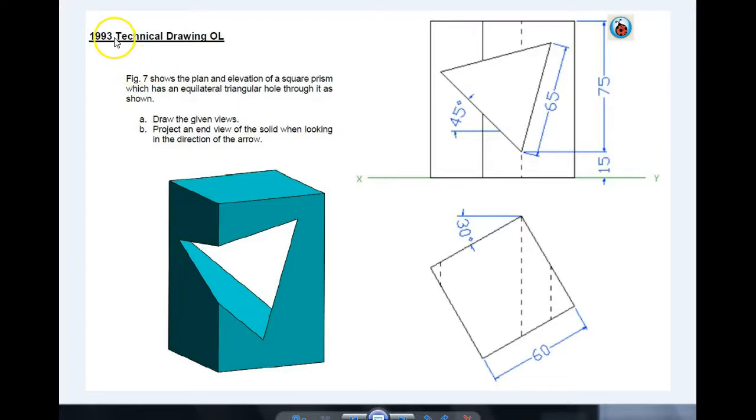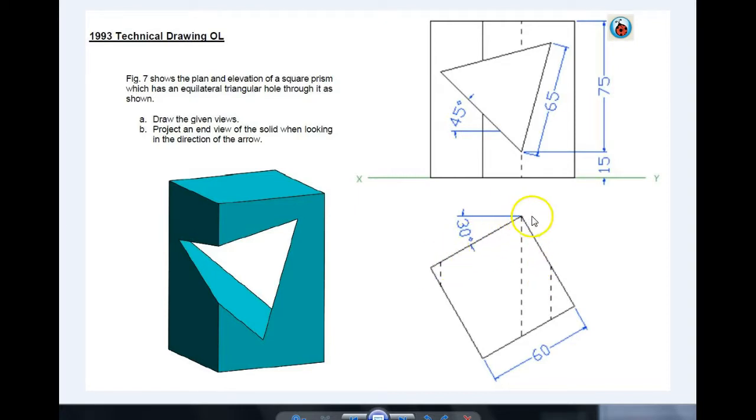So this is 1993 technical drawing, ordinary level. Now if we look at our question, we've got a square prism being cut by an equilateral triangle. As you can see, our equilateral triangle is a true shape in our elevation, and our square is a true shape in our plan. So we're going to start with our square.